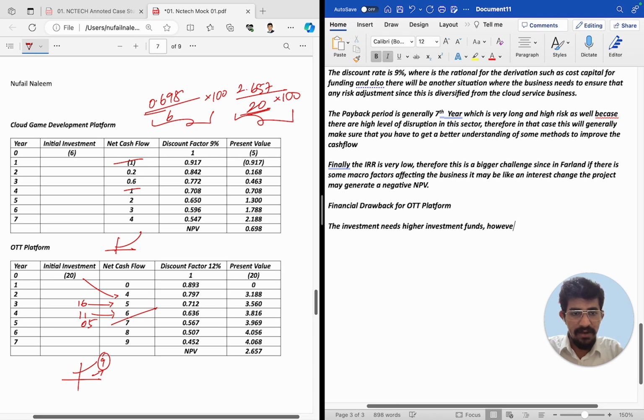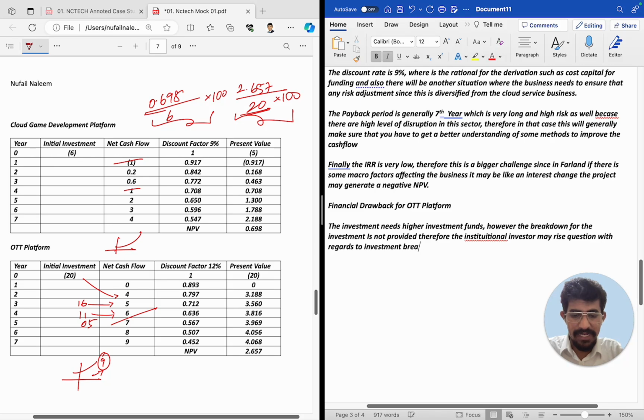However, the breakdown for the investment is not provided. Therefore, the shareholders, or I can say the institutional investors, may raise questions with regards to the investment breakdown. Now, students, you may ask a question, 30% is the main shareholder. So can the institutional investors ask questions? Yes, in case the business is underperforming, they can ask the question. They can form their union, and they can effectively make sure a new management comes into the perspective. So keep that in mind.